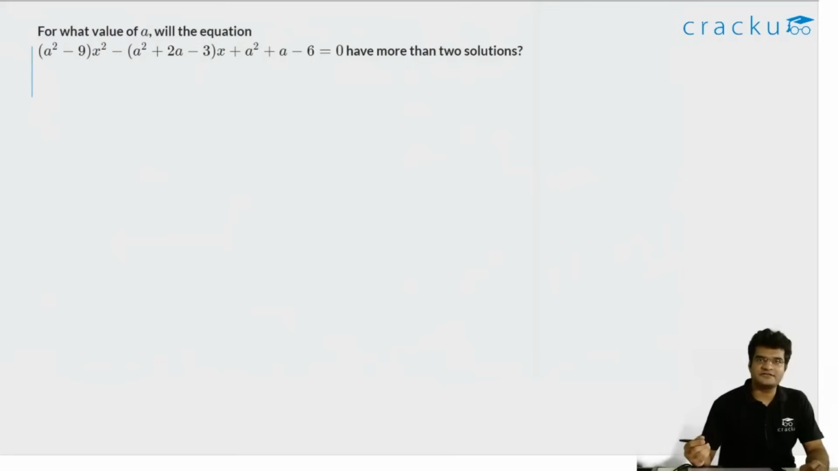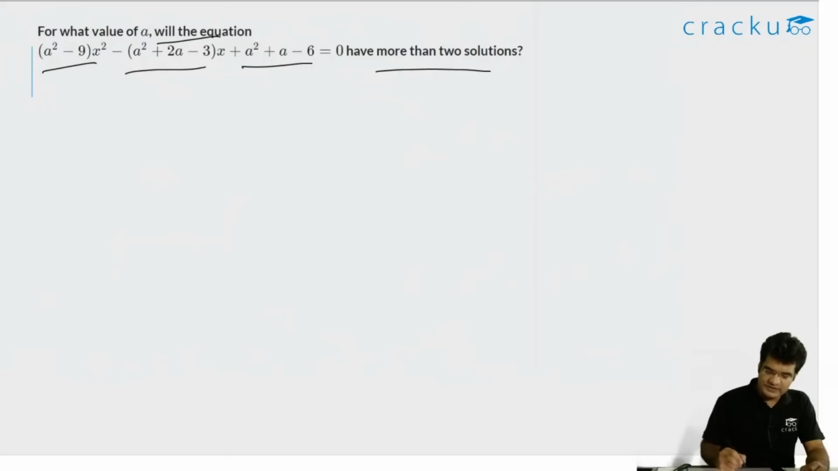In this question we are asked for what value of a will the equation (a square minus 9) x square minus (a square plus 2a minus 3) x plus (a square plus a minus 6) is equal to 0 will have more than 2 solutions. This seems a little tricky at first sight, because normally whenever you have a quadratic equation of the form ax square plus bx plus c is equal to 0, you would think that this has at most two solutions.